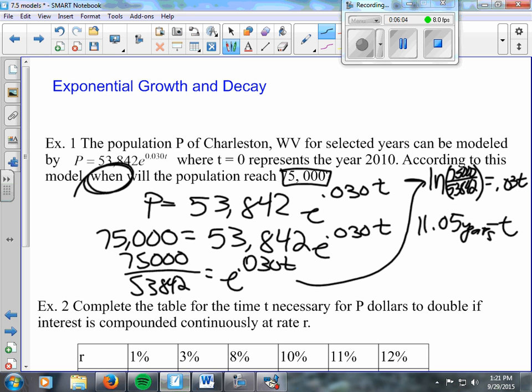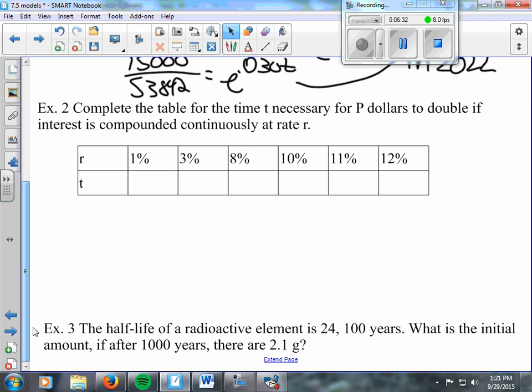This means that since t equals 0 represents 2010, this will be in the year 2021, because year 0 is 2010, so 11.05 would be in the year 2021. Okay, let's move on to the next question.